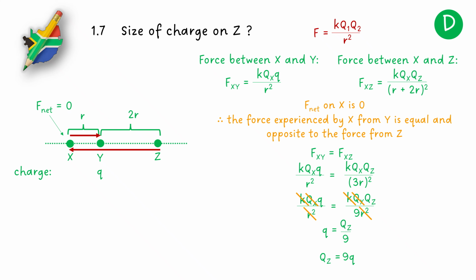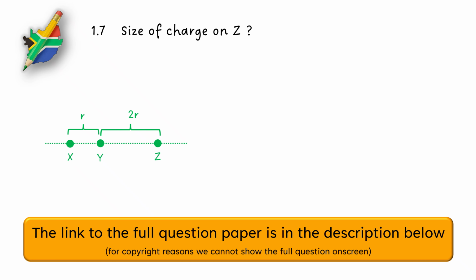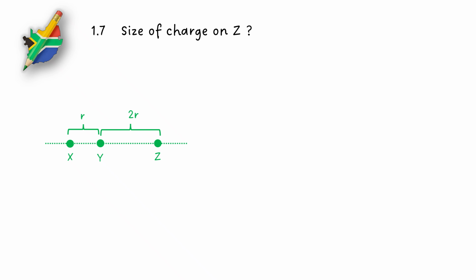Question 1.7 asks us to find the size of the charge on the third point particle. We have called the particles x, y, and z here. We know the distance between the first two particles is r, and between the second two particles, 2r. We are told the charge on the middle particle is small q.